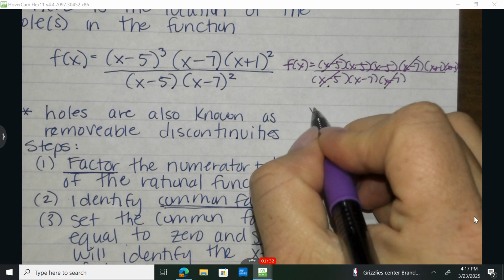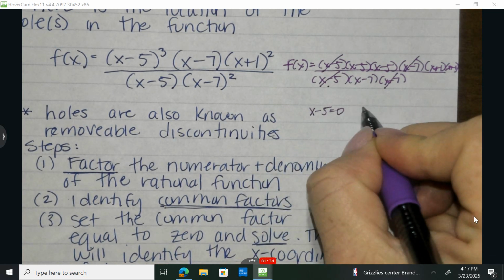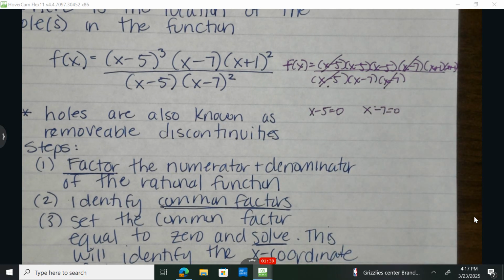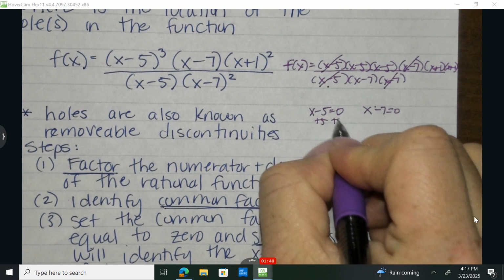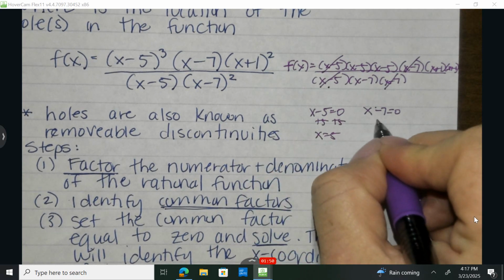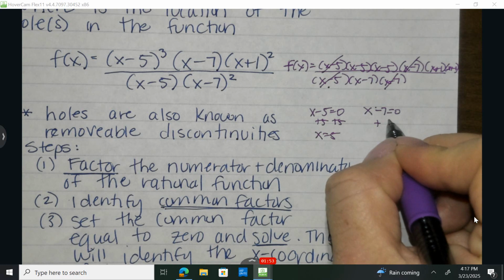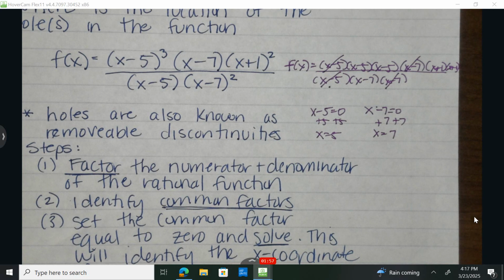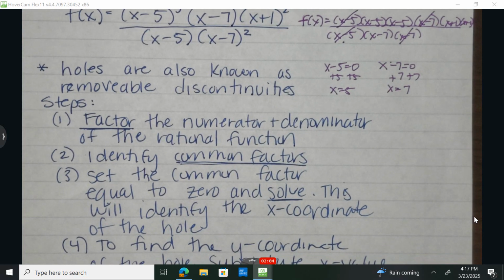So I'm going to take the factor x minus 5, set it equal to 0 and solve, and the factor x minus 7, set it equal to 0 and solve. Now I want to stop for a second and make sure that I did write this problem down correctly. That does look like it is correct. Okay, so over here I'm going to add 5, so x equals 5 could be a hole, also known as a removable discontinuity, plus 7. So here's what I know right now. There potentially is a hole at x equals 5, and there potentially is a hole at x equals 7. So I've done steps 1, 2, and 3.